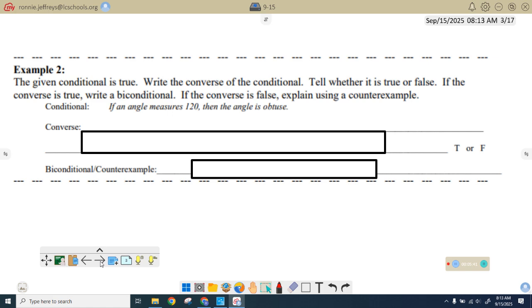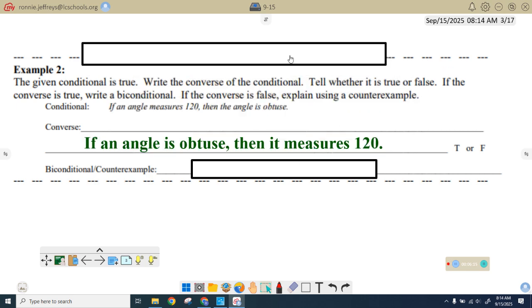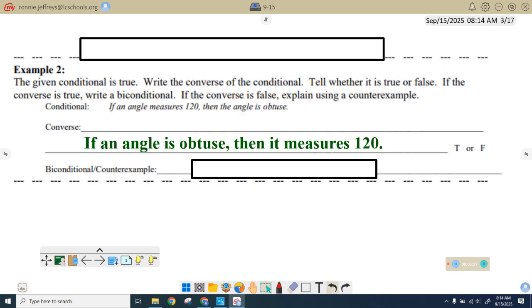Alright. So, example 2. Same thing. Alright. We're going to write the converse of this, and we're going to see if it's true. Okay? If it's true, then we're going to do an if and only if statement. Alright, so the conditional is if an angle measures 120, then the angle is obtuse. Well, the converse of that would be if an angle is obtuse, then it measures 120.